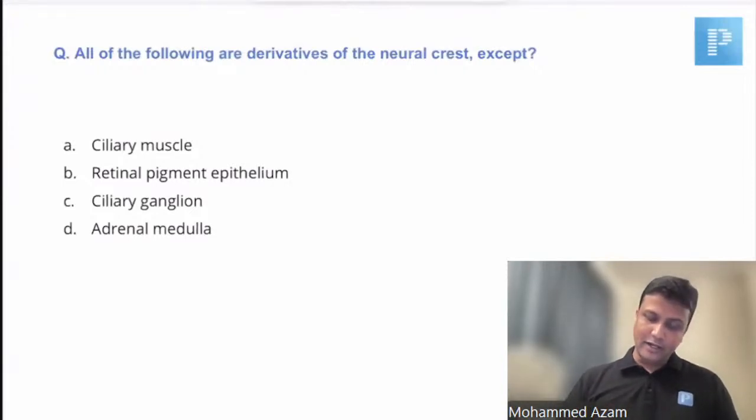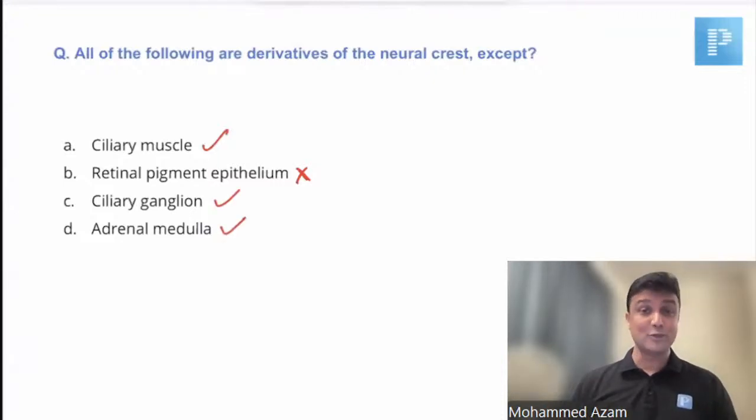So all of the following are derivatives of the neural crest cells. Yes, ciliary muscles, perfectly fine. But the retinal pigment epithelium, no, it is not derived from the neural crest cells. Almost all the ganglia, the ciliary ganglion is derived from there. Yes, of course. Adrenal medulla is also derived from there.